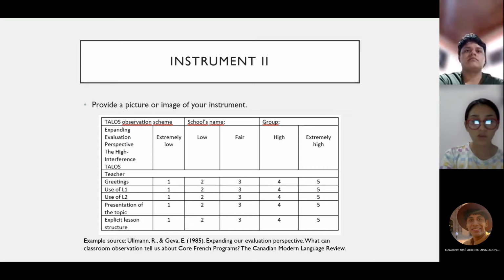And this is our instrument. We did it by ourselves, but we took as a guide the table that Ullman and Jiva made in their research. Obviously, we are going to add more evaluations, but this is a little bit of our example.